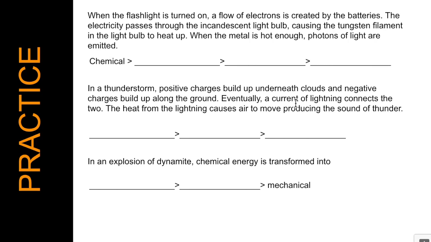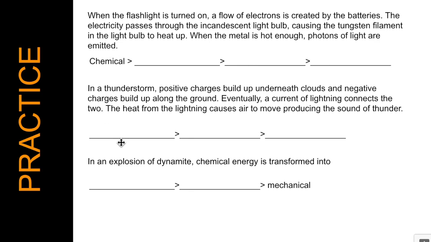For the next one, in a thunderstorm, positive charges build up underneath clouds and negative charges build up along the ground. Eventually, a current of lightning connects the two. The heat from the lightning causes air to move, producing the sound of thunder. Okay, and this is actually going to utilize one of the forms of energy that we didn't really talk about, but I'll let you know what we can utilize here.